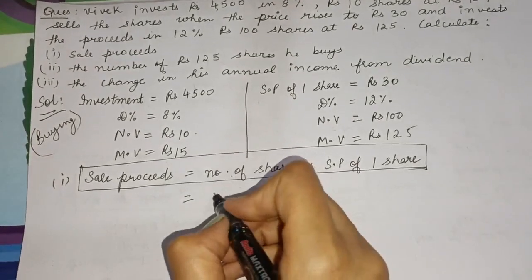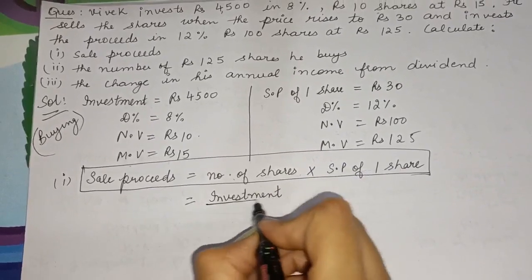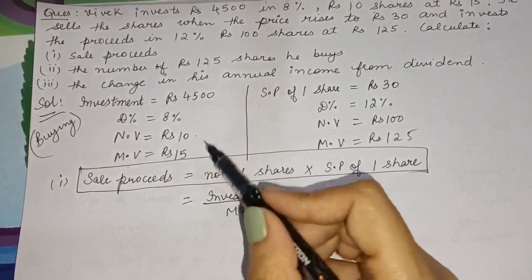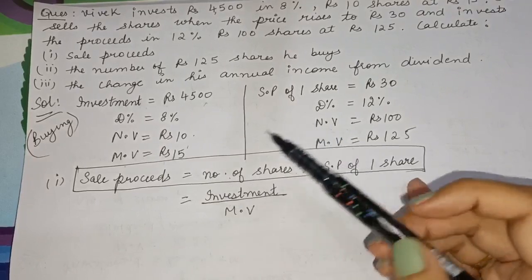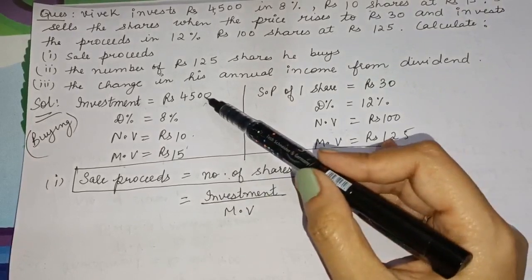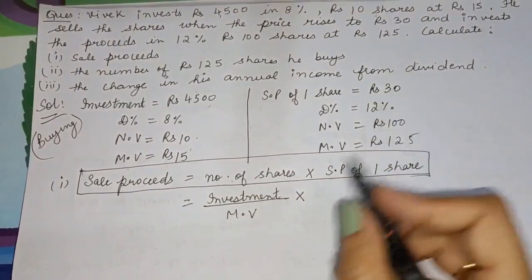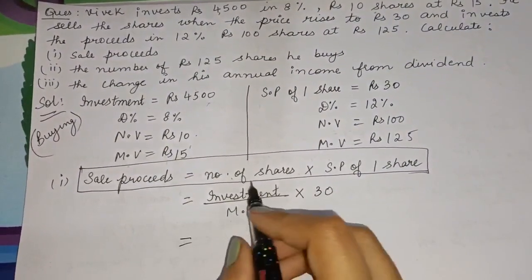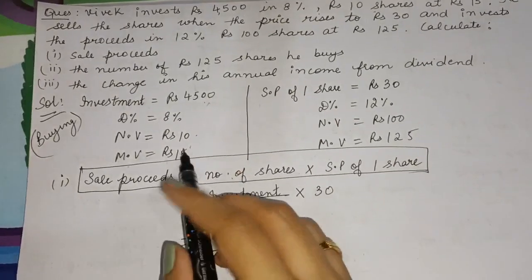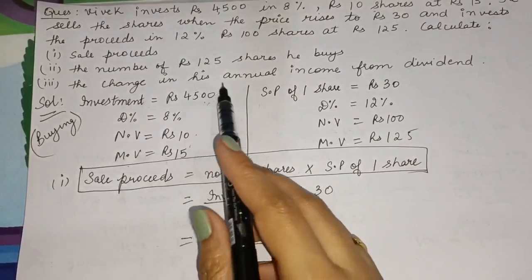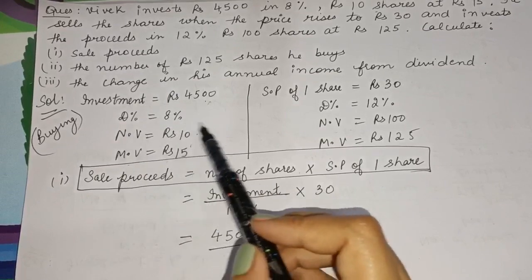For number of shares, there is one formula: investment upon MB. Because both are given to us, I am using this formula in place of number of shares. Investment by MB, because investment is also given and MB is also given, and selling price of one share is 30. Investment is 4,500. This MB only we have to write, because from here we will get the number of shares which were bought originally.